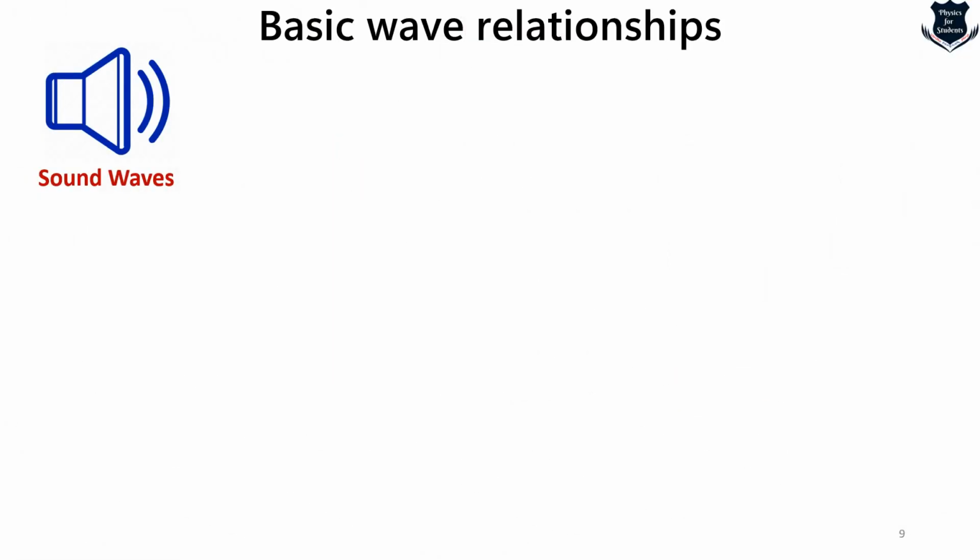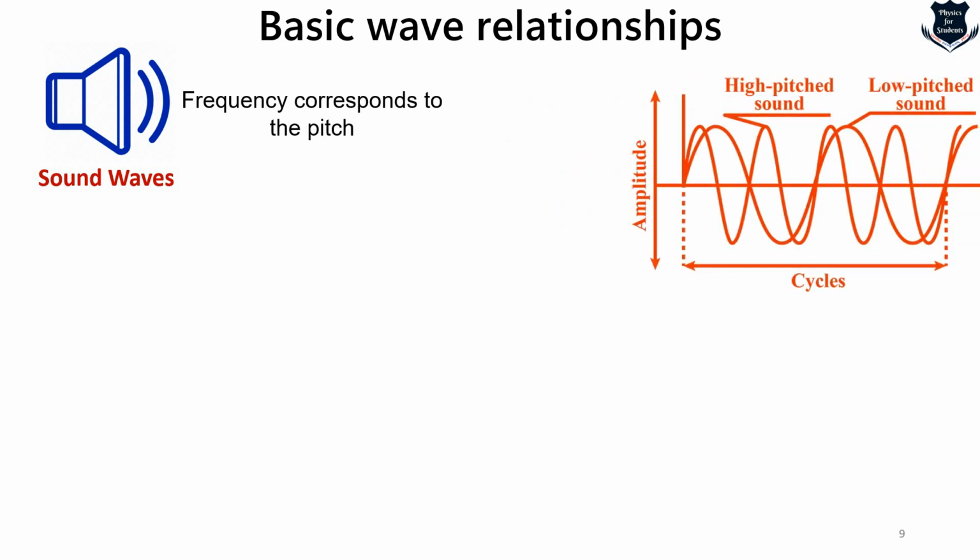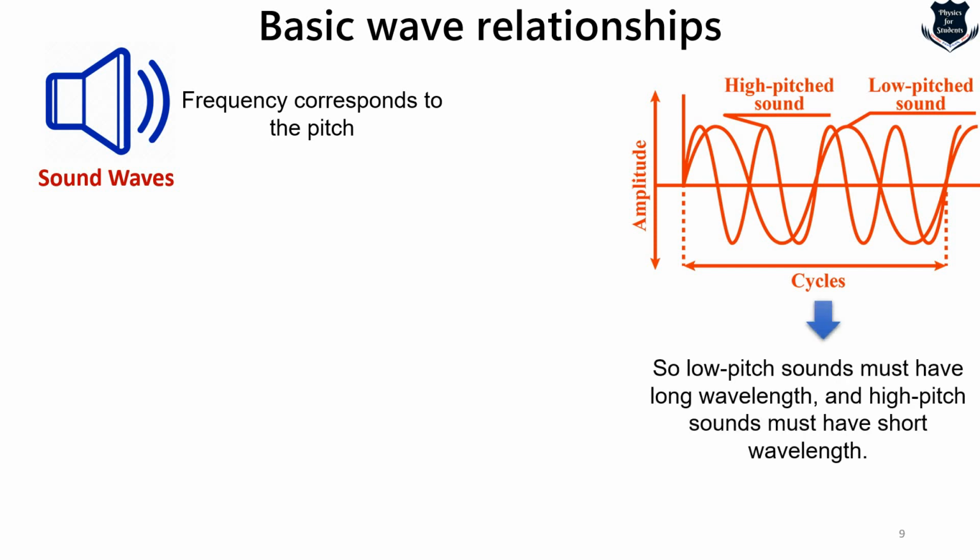Now for sound waves, which have a constant speed under certain circumstances, the frequency corresponds to the pitch. Here is a schematic diagram to make you understand what a high pitch sound and a low pitch sound are. Frequency corresponds to pitch in the case of a sound wave. A low pitch sound, such as the bass notes of a violin or the rumble of a passing truck, must have a long wavelength. A high pitch sound, such as a flute or a piccolo, must have a short wavelength.